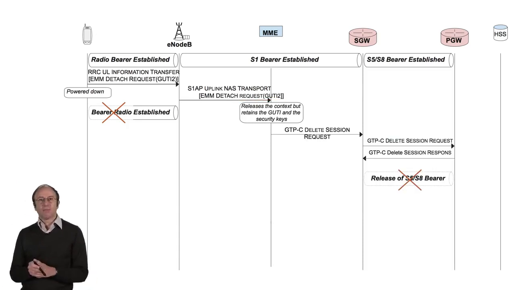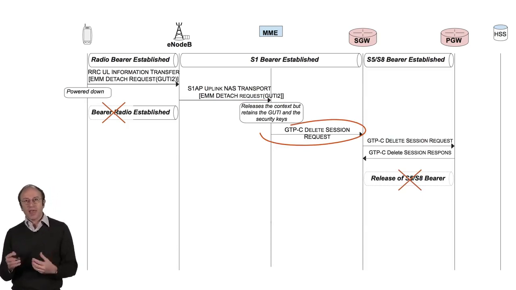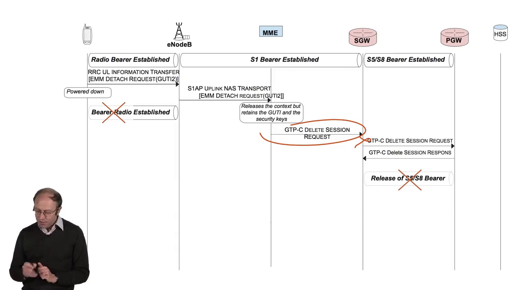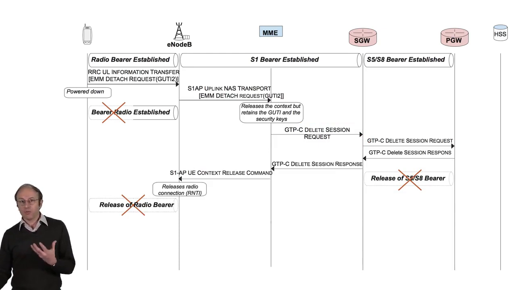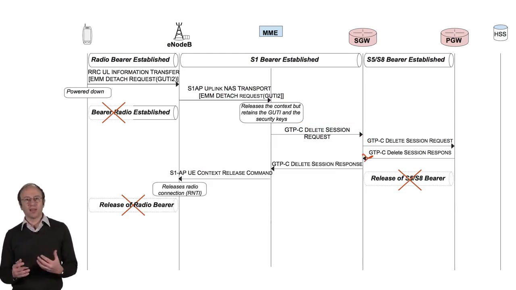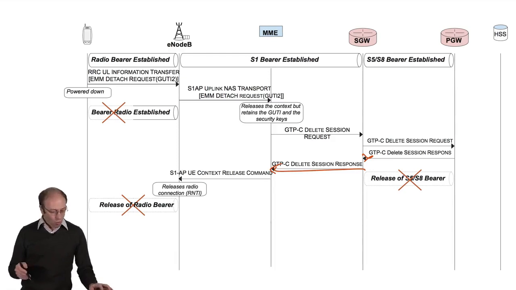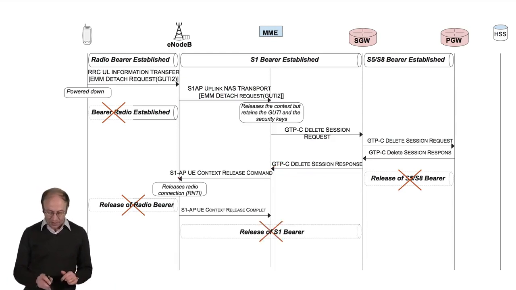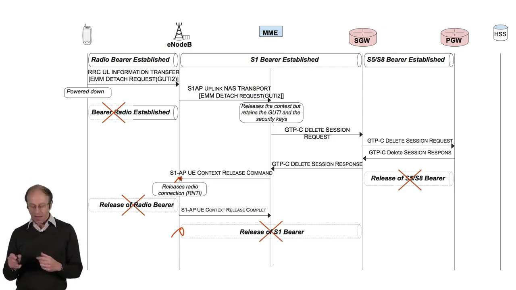The MME now notifies the S-Gateway. It asks it to erase everything in its memory, I mean, the TEIDs of the various tunnels. And the S-Gateway also sends a delete session request message to release the S5-S8 bearer. The S-Gateway, when it receives the response from the P-Gateway, when it has released the context, notifies the MME, which requests that the eNodeB release the bearer between the S-Gateway and the eNodeB.